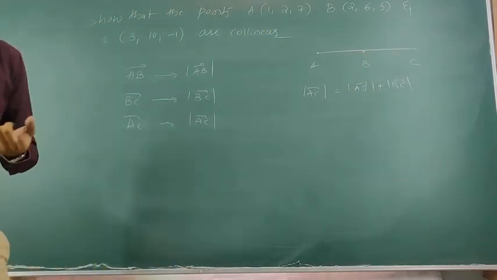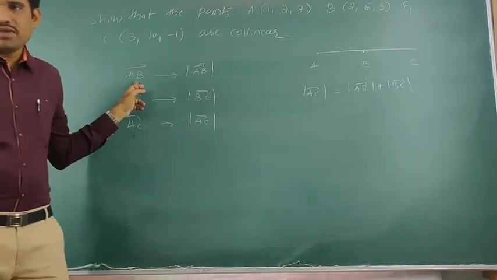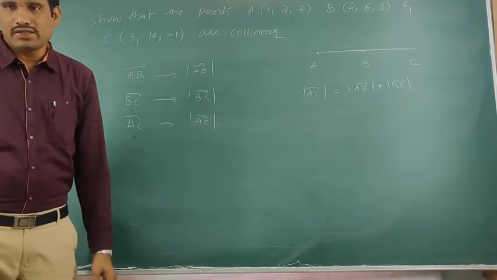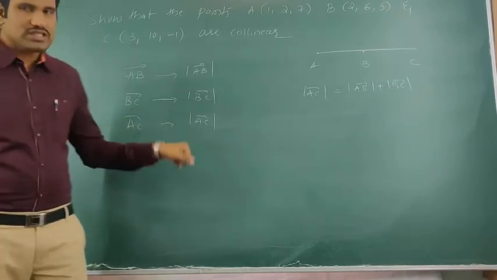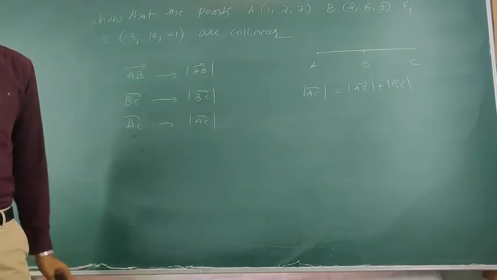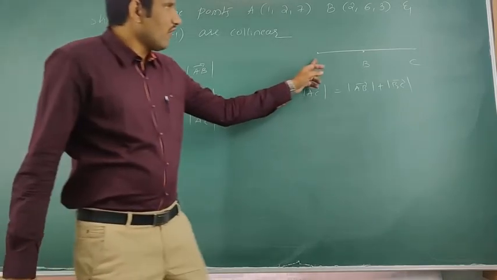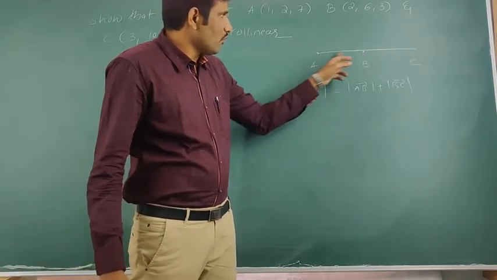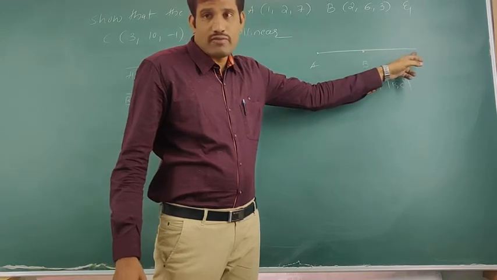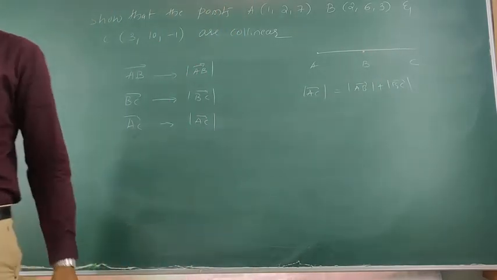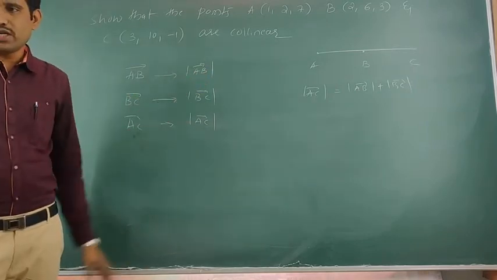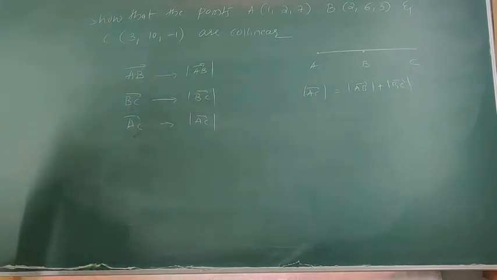So how we can decide which is the middle point? If magnitude of AB is more, A and B are the endpoints. If magnitude of BC is more, B and C are the endpoints. If magnitude of AC is more, then A and C are the endpoints. So if magnitude of AC is equal to magnitude of AB plus magnitude of BC, then we can say that A, B, C are collinear. Is it clear, student, this concept how to show that the 3 points are collinear? Is it clear?